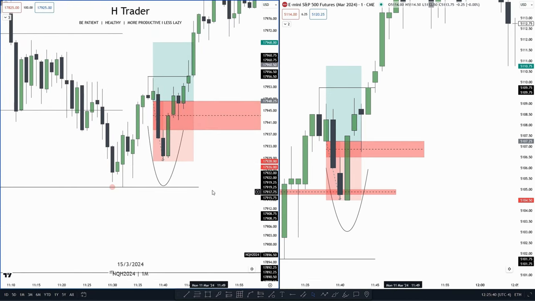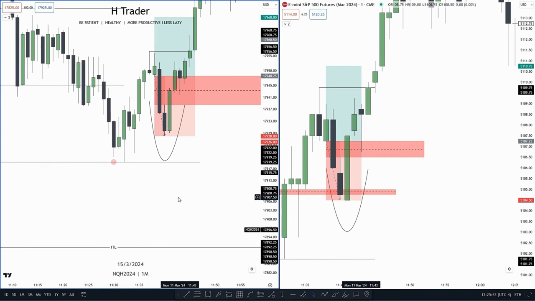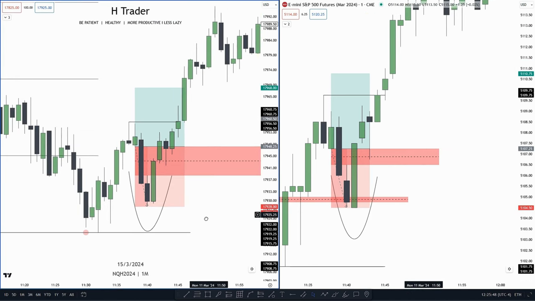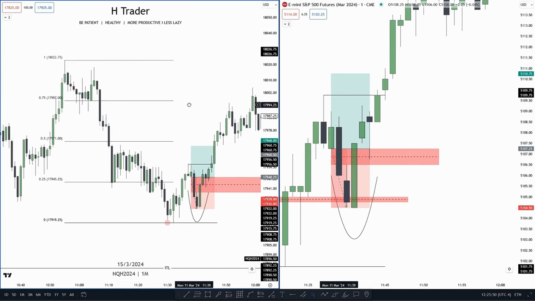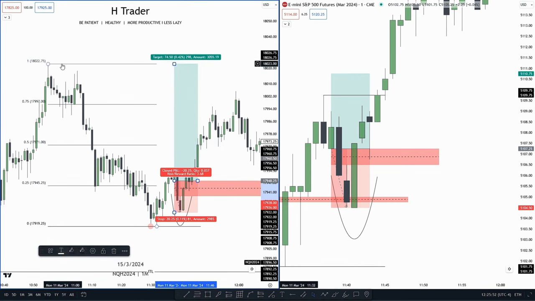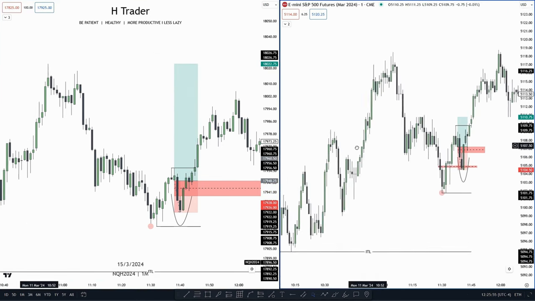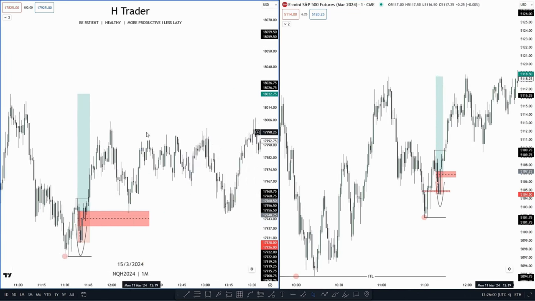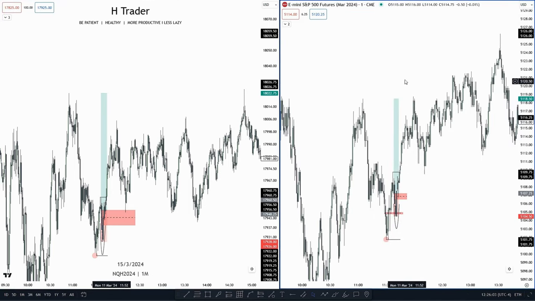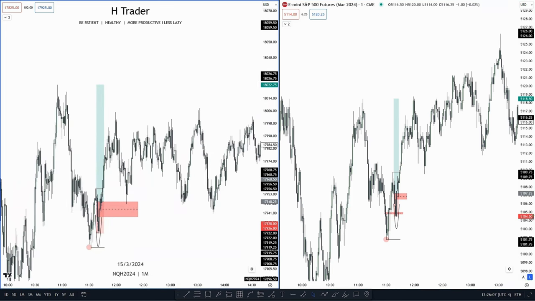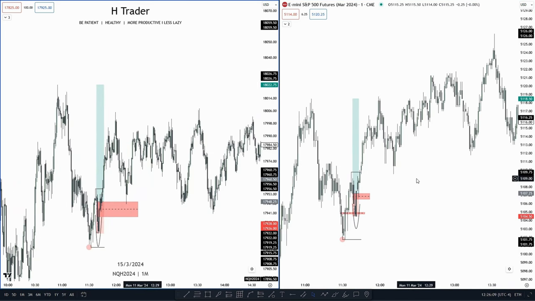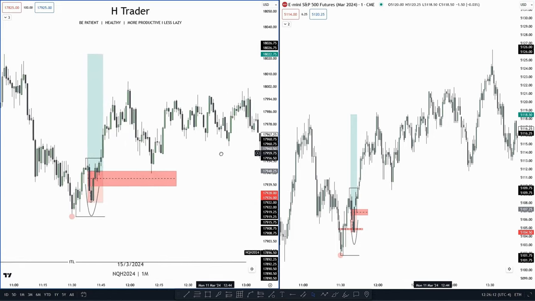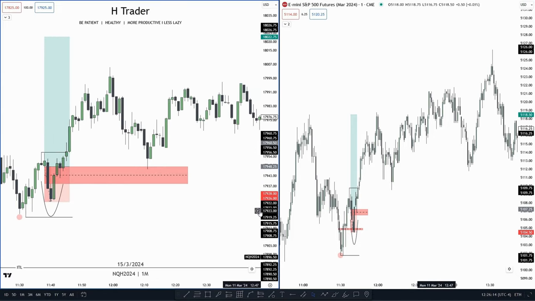As if price takes out this short term low, then we could anticipate the intermediate term low to be potentially invalid. And then we're going to target buy side liquidity, which we have up here on both pairs. And we see that price on the S&P 500 takes out that high, but fails to on the NASDAQ. Then price makes a retracement. After that, we see down into this inversion fair value gap.